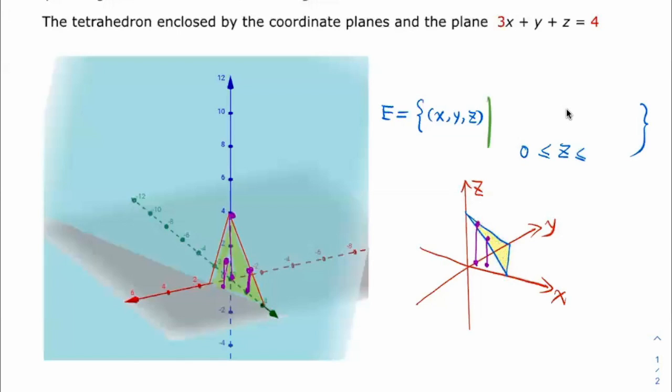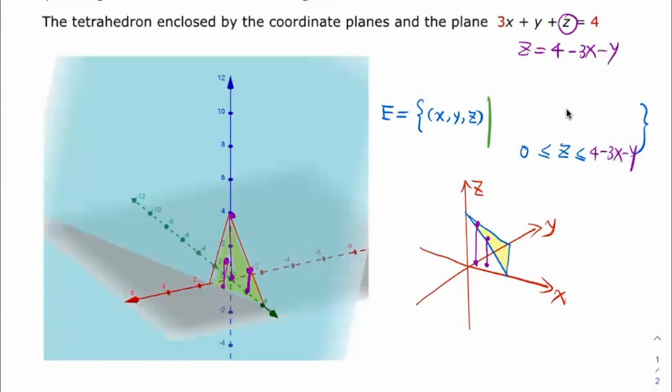So you solve for Z. Yes, you got it. Solve for Z. So Z is equal to 4 minus 3x minus y. So you have 4 minus 3x minus y. Okay, so we figured out the Z.